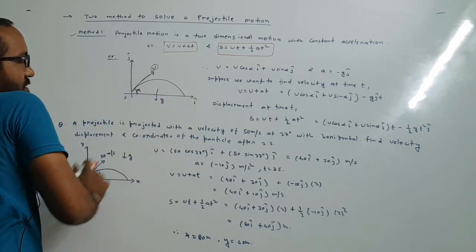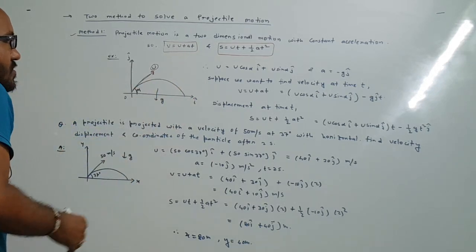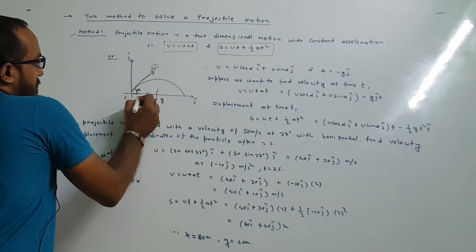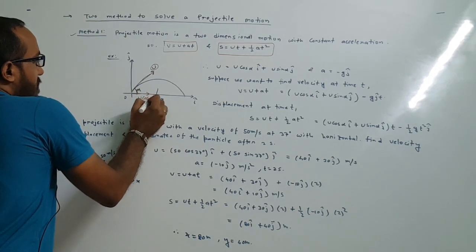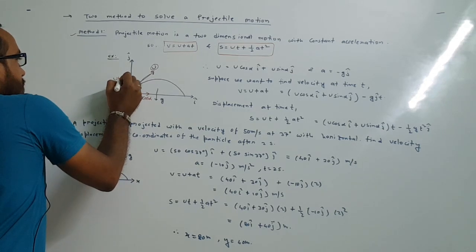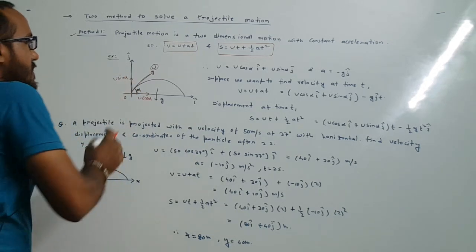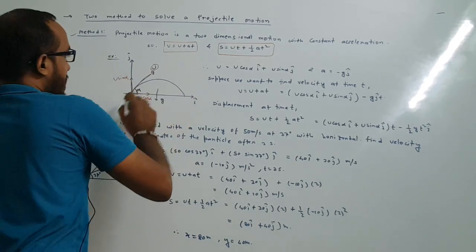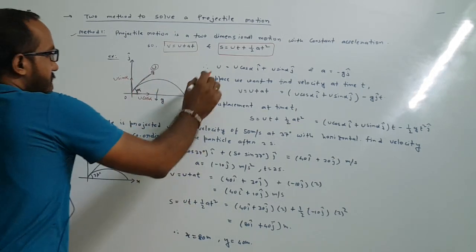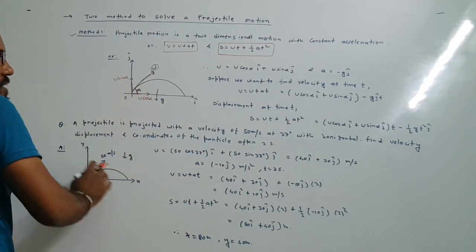with the angle alpha with the horizontal, and acceleration due to gravity is always downward. Now see, what would be the horizontal component? The horizontal component would be u cos alpha, and the vertical component would be u sin alpha. So we have to break this u into rectangular components, the cos component and the sin component.